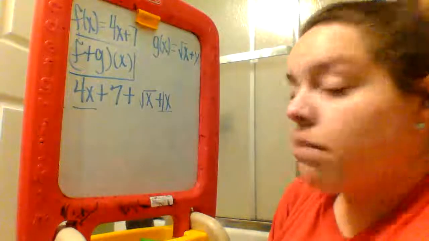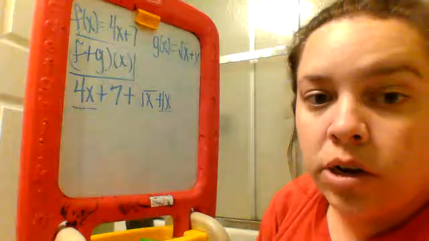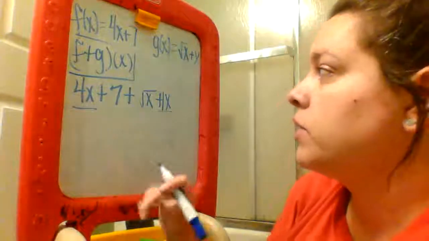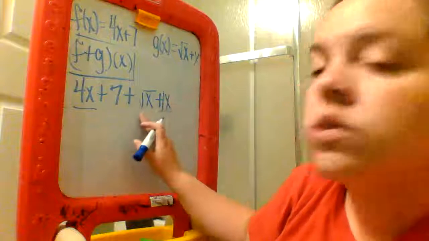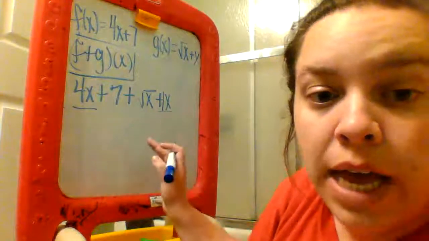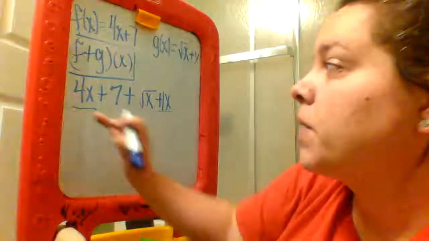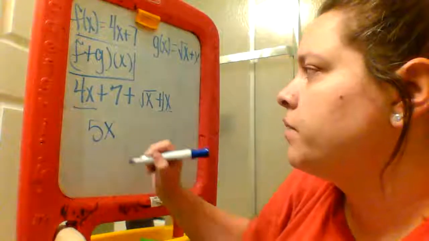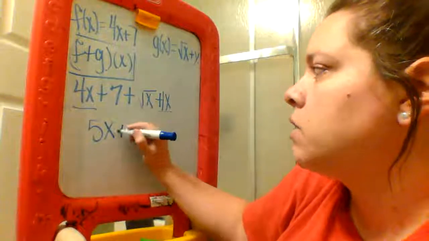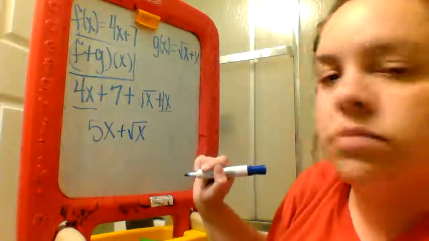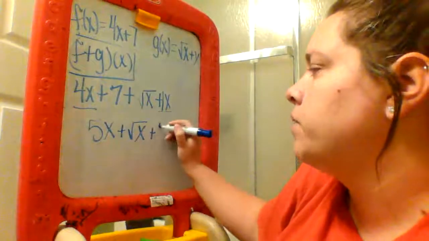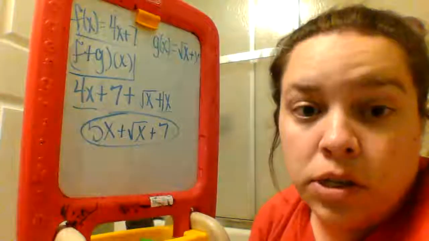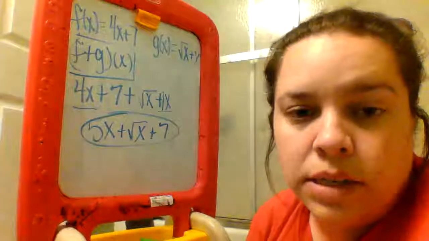Now, when you go to combine things, you need to make sure your answer is in standard form. So remember, standard form is highest to lowest exponent. So these have a power of 1 on them. A square root is a power of 1/2, so it would go second. Numbers are a power of 0. So 4x plus 1x is 5x. And then plus the square root of x, because it didn't have any like terms, and then plus 7. None of those are like terms, so that would be my final answer for f plus g of x.